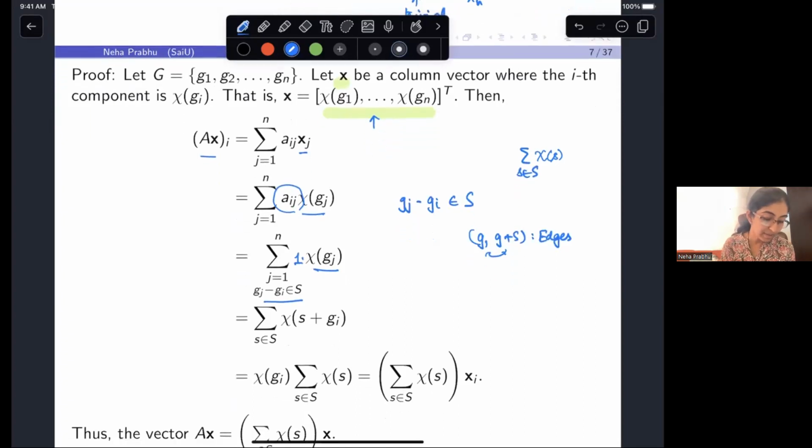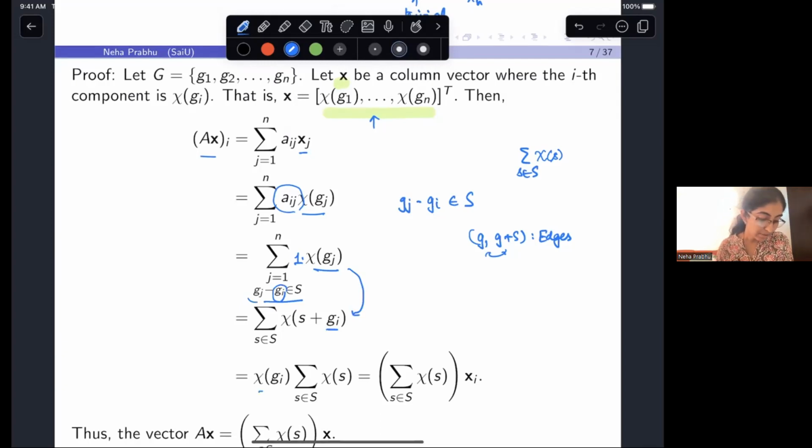But this is nothing but, so I'm just rewriting Gj minus Gi as, okay, just do the reverse. Take an element S in S, and then for each i, you're looking at all the neighbors. So here, Gi is fixed. You're looking at all the neighbors. The neighbors of Gi are, of course, just Gi plus S. And so you get this sum. But now you use the additivity of chi to say chi of S plus Gi is chi of Gi times chi of S. And you get the sum nicely popping out.